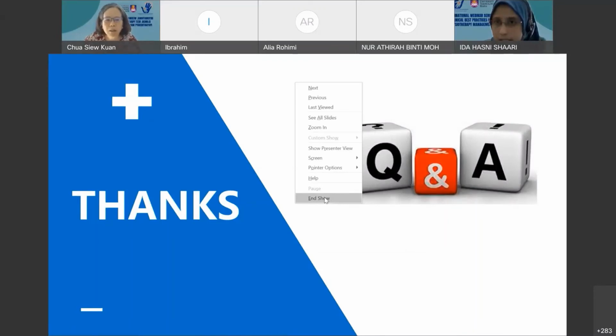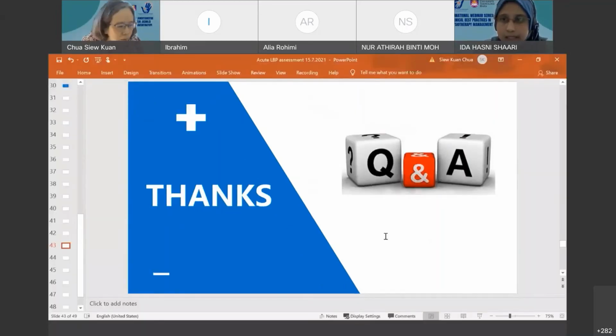The first one, I think, yes, from Cik Yunus. Is there any grading of irritability? How do you grade or define high, medium, or low irritability?